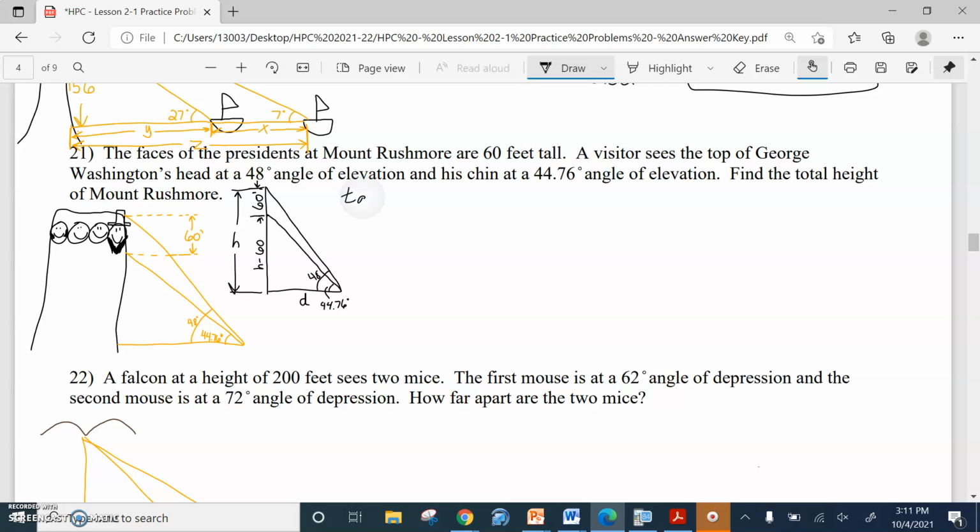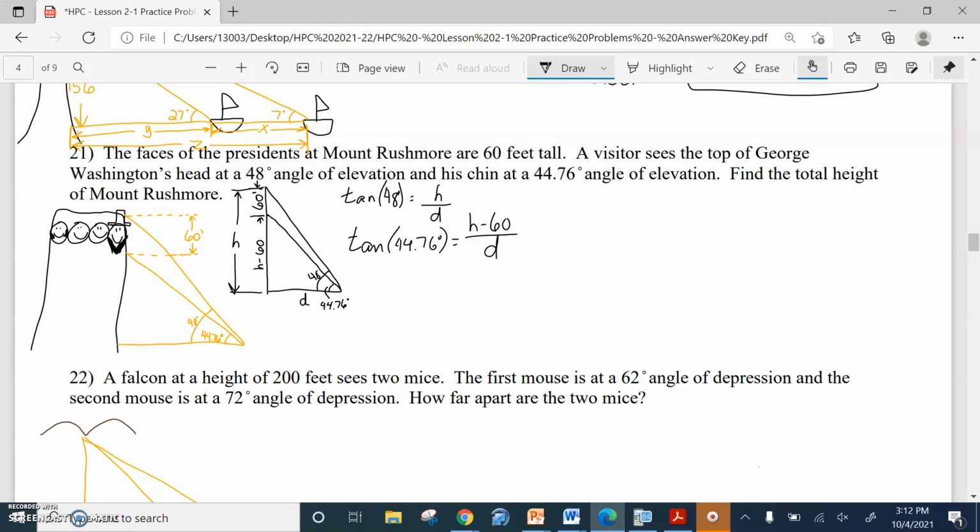So tangent of 48 degrees. Tangent of 48 degrees is equal to the h over d ratio. We also have the trig ratio for that 44.76 degree line of sight. So that one is tangent as well. And this time, the opposite side is the h minus 60. And the adjacent side, again, is d.